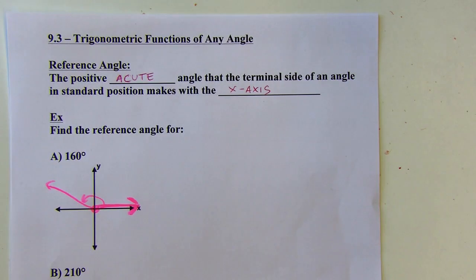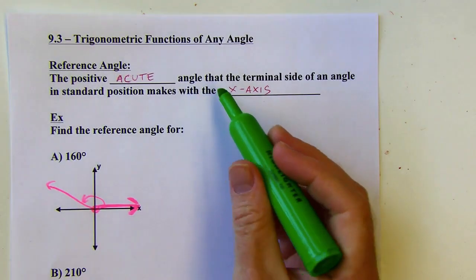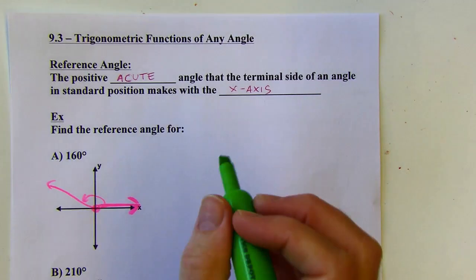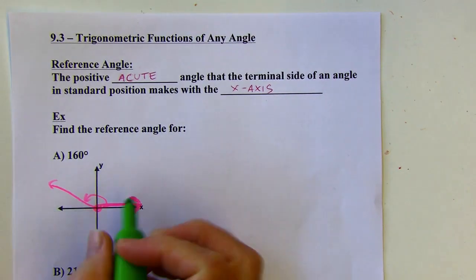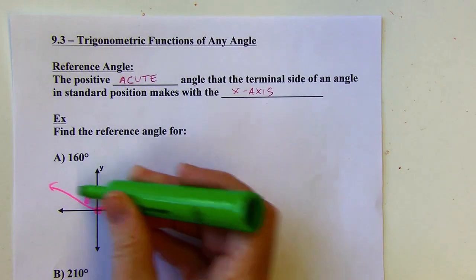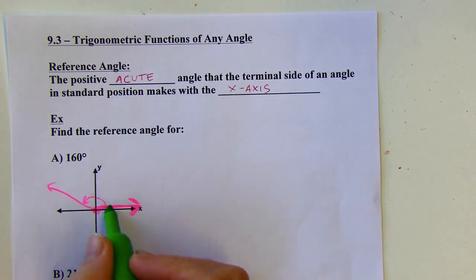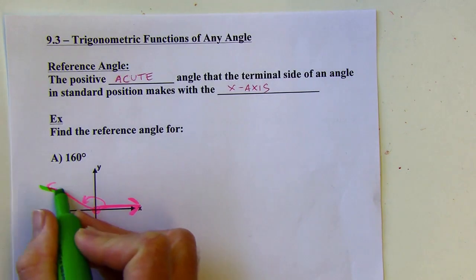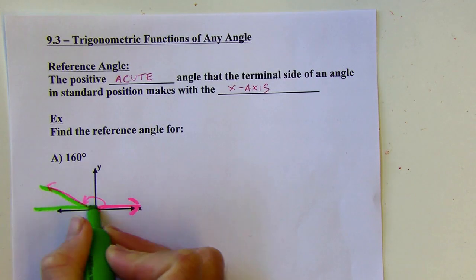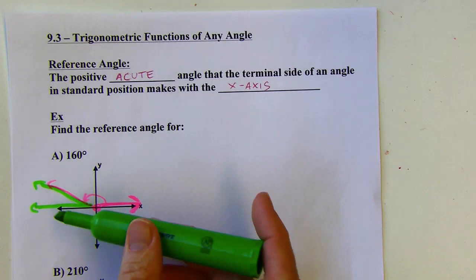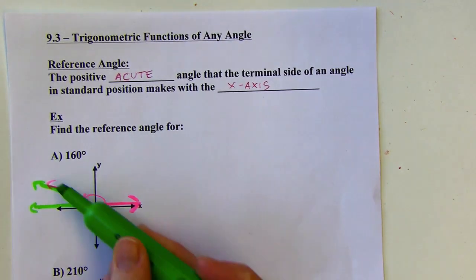Now the reference angle for this, let's use the definition that we created up here. It's the positive acute angle that the terminal side of an angle in standard position makes with the x-axis. Okay, so here's the x-axis. Here's an angle that's made with the x-axis, but it's not acute, right? That one's obtuse, the one that I have in pink there. So the reference angle is going to look like this. It's an acute angle that's made with the x-axis and the terminal side.